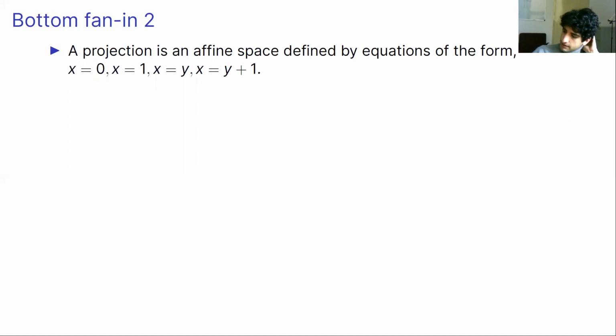So let's start with bottom fan-in 2. I'm going to tell you the main idea of Paturi, Saks, and Zane. Let's recall what a projection is. A projection is an affine space defined by equations of the following form. It sets some variables to constants, and it identifies some other variables, or says that they are complements of each other.